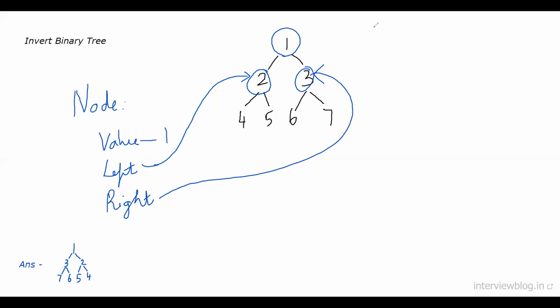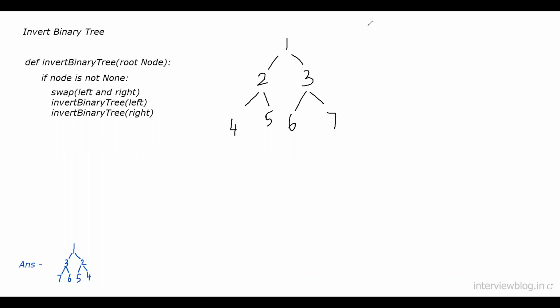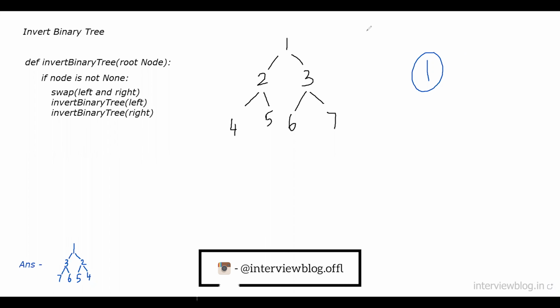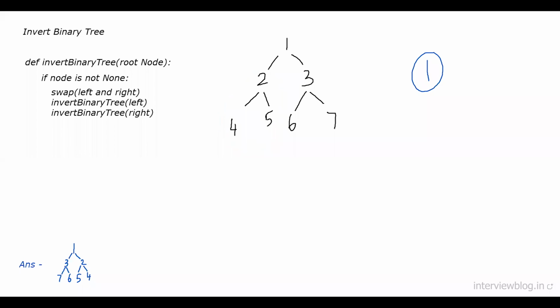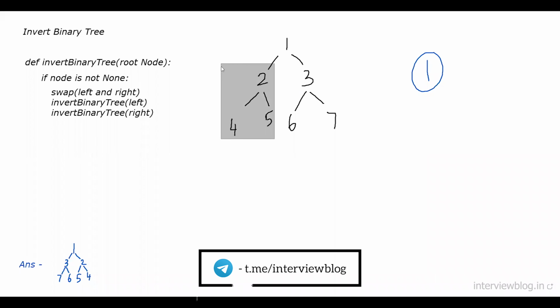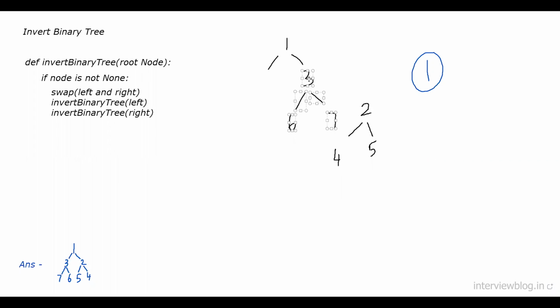So let us now see how to solve this problem. All right, so initially I'll be given the root node as my input. So here in this case, my root node is 1. So now what my algorithm says is, I'll be checking if the given node is not none. So in this case, you can see that the given node has a value 1 and it is not none. So what I'm going to do is, I'll be swapping the nodes that are pointed by the left and right pointer. So my left subtree would now come to the right side and my right subtree will now go to the left side.